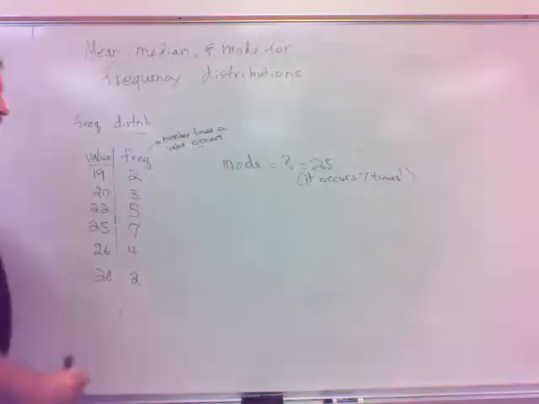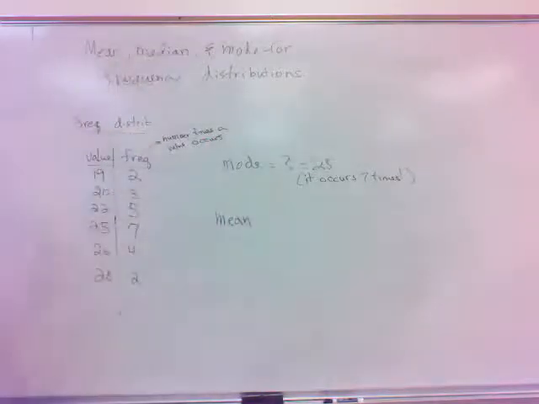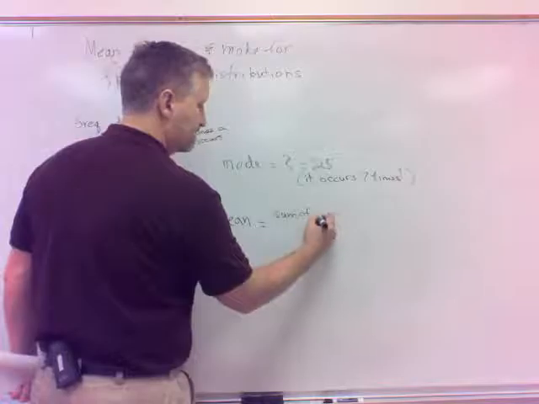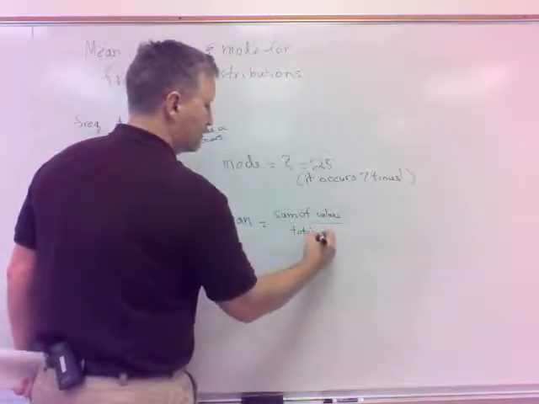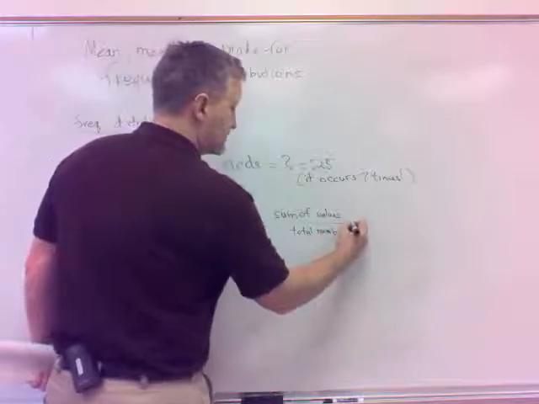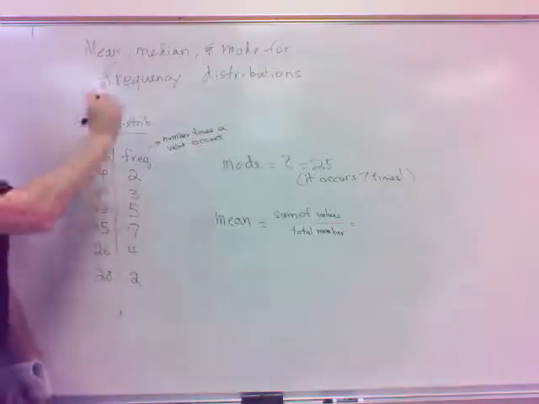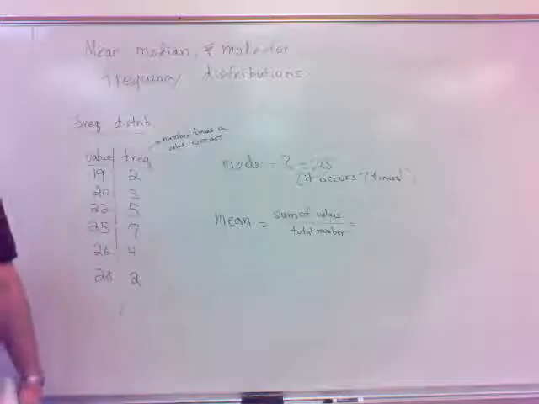All right, well, let's go to the mean. Like I said, these are all the same. However, to get the mean, which is what? It's the sum of all the values divided by the total number of values, right? Well, let's talk about that. For a frequency distribution, we could write all these out, like I said, 19 plus 19 plus 20 plus 20 plus 20. But that's the hard way to go here.